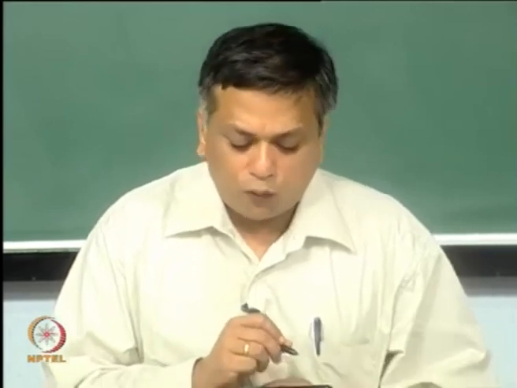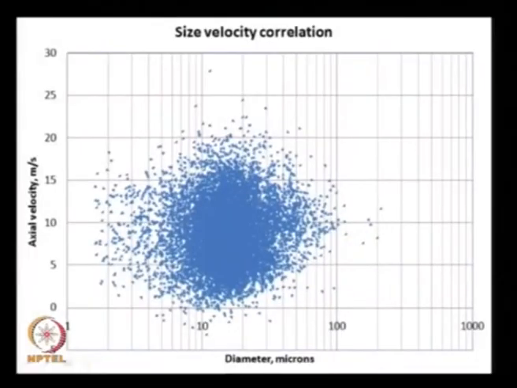Now, if I take the size and velocity as the two independent axes, look at it this way: I have the diameter on the x axis and the real axial velocity on the y axis.